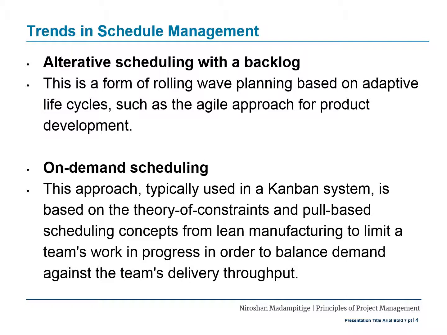Adaptive planning defines a plan but acknowledges that once work starts, the priorities may change and the plan needs to reflect this new knowledge. Some of the emerging practices of project scheduling methods include, but are not limited to, alternative scheduling with a backlog. This is a form of rolling wave planning based on adaptive life cycles, such as the agile approach for product development.